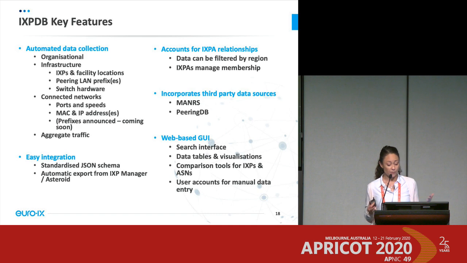Like I said, data can be filtered in many different ways: per region, by the IXPA managed memberships, and also by third-party data sources. For example, MANRS. It looks at who is MANRS compliant and pulls that data in. And PeeringDB, for example, for the type of networks. And now it also has a web-based GUI, which makes it a little easier to interact with through this nice web interface.